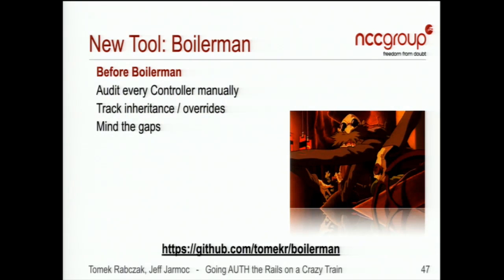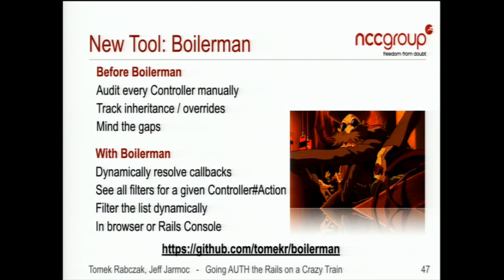So looking at Boilerman, before Boilerman, you'd have to audit every single controller manually. Not only every controller, but you'd have to track the inheritance. If there's a base controller, if there's an API controller, you have to go into that and think about where this is potentially going to get run. So Boilerman tries to help with that by dynamically resolving callbacks through the inheritance chain.